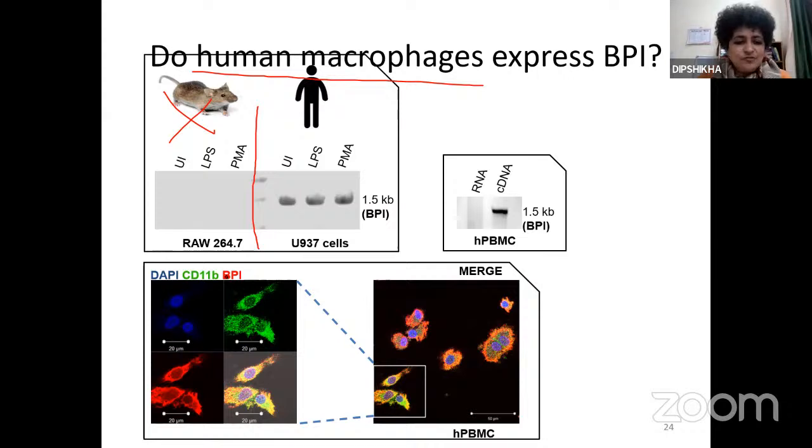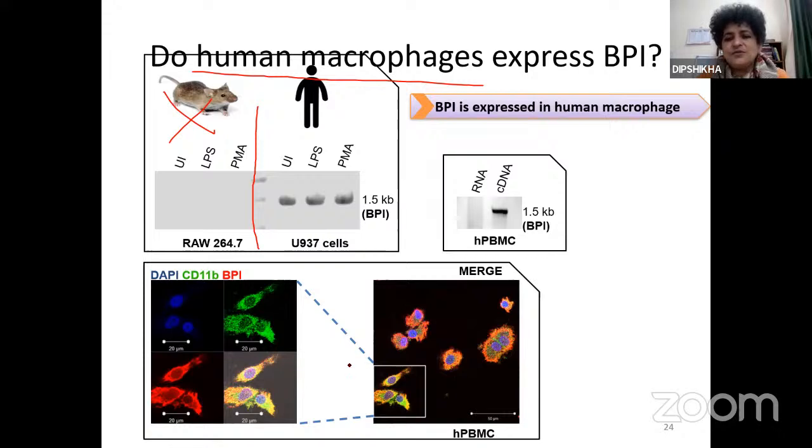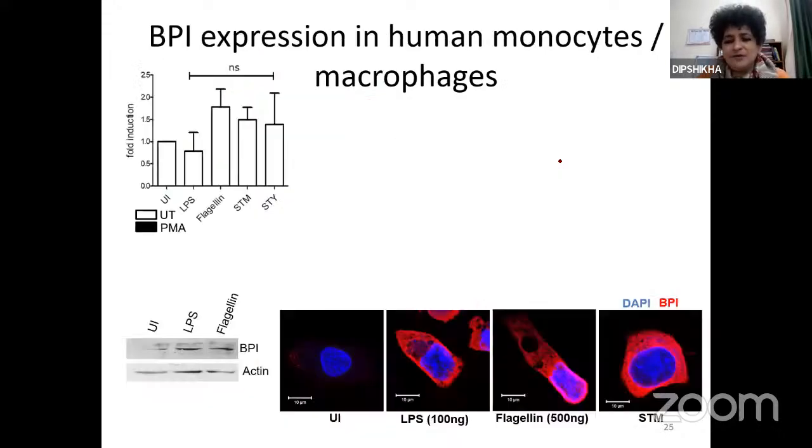And when you stain it, we have an antibody to the BPI, and you see that, yes, indeed true, the BPI can stain the cells very beautifully. One of the other markers for the macrophages is CD11b, and you see that the cells are very beautifully stained. So the BPI is expressed in the human macrophages.